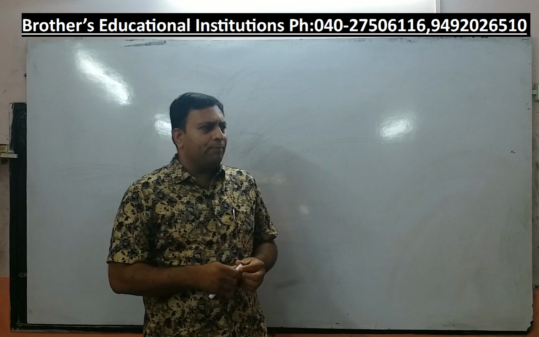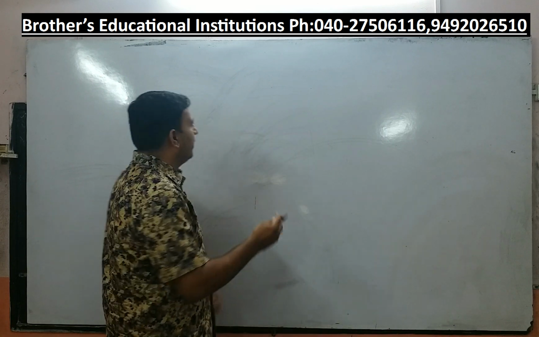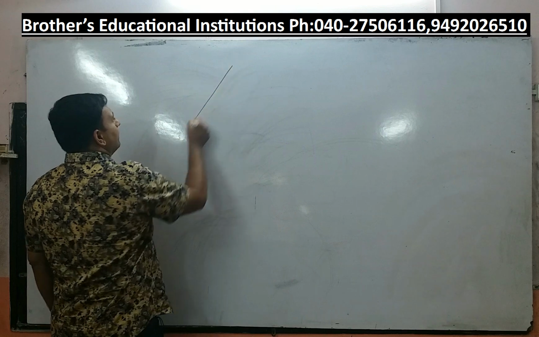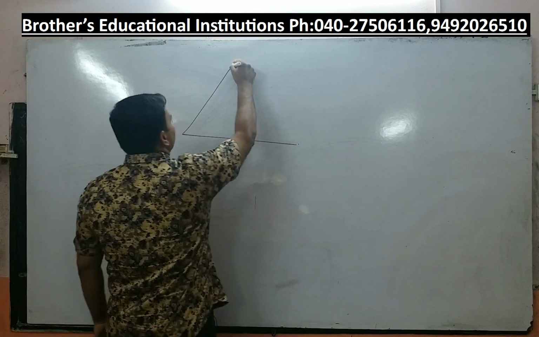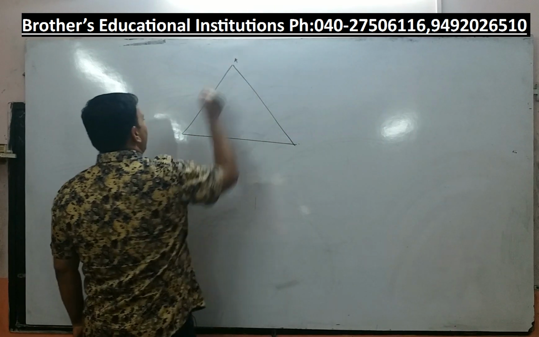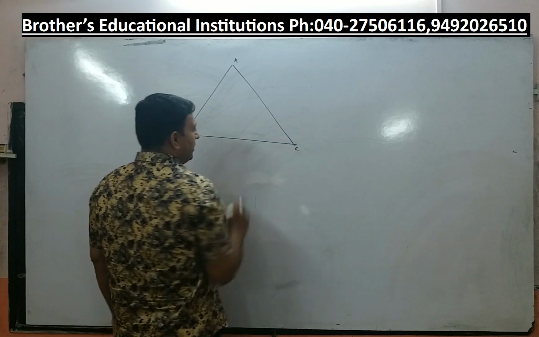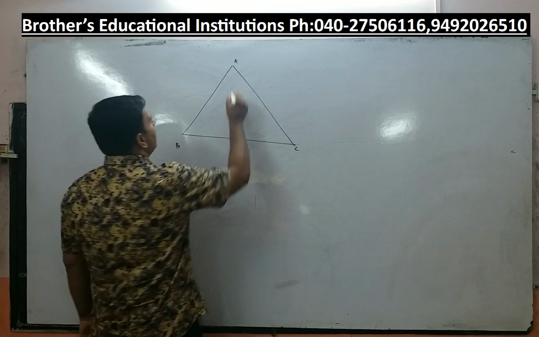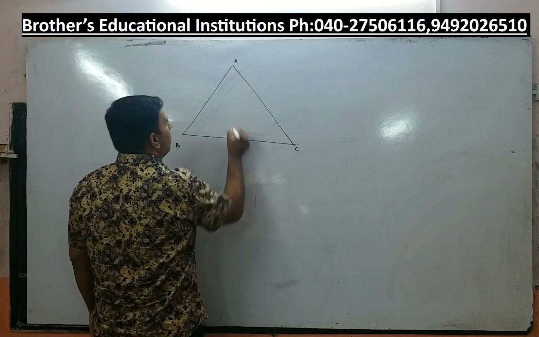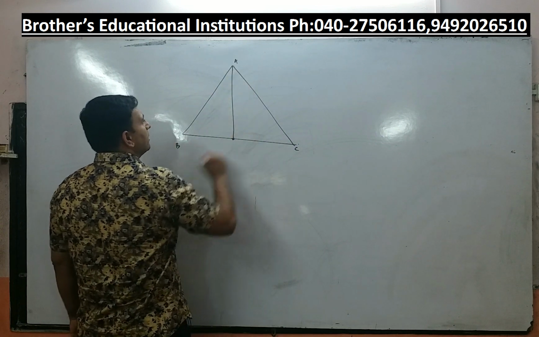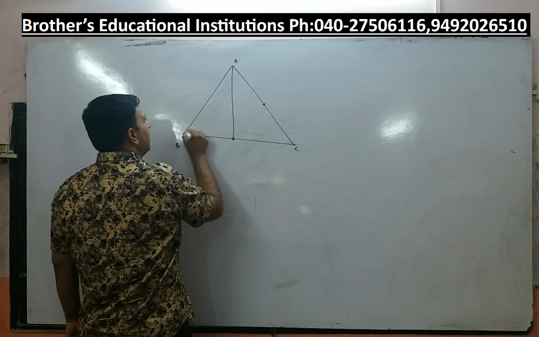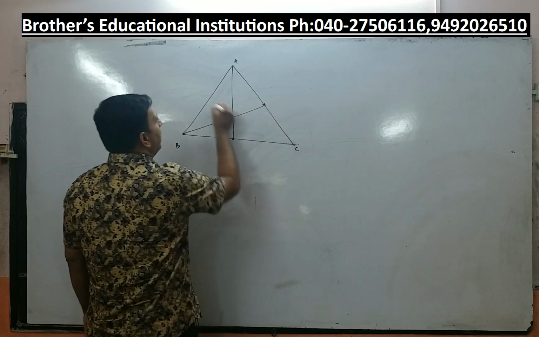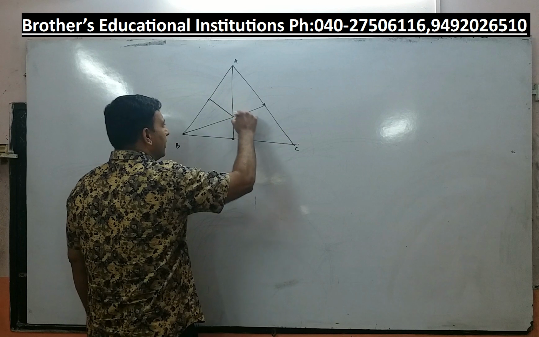Now try to understand this using this figure. Let us say this is a triangle ABC. Now I have to draw a median. I must know what median is. What is median? Median is a line joining midpoint to the opposite vertex.